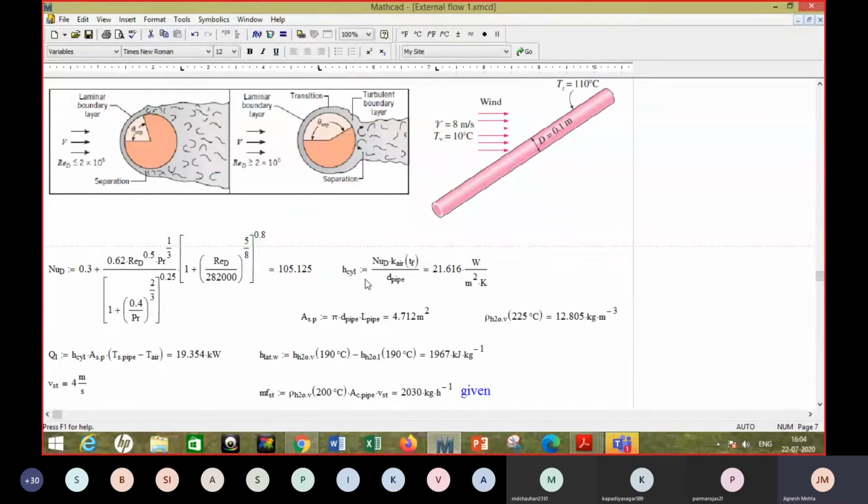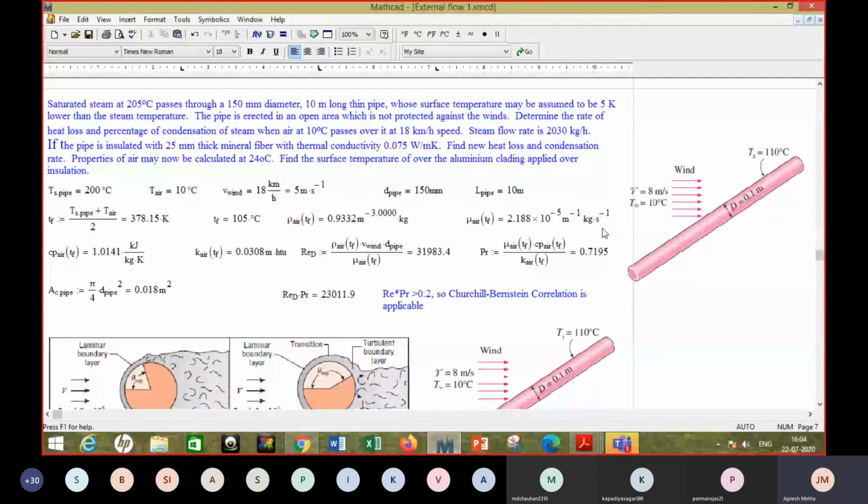So how much will be the heat transfer coefficient? The heat transfer coefficient is Nu K by D, right? So Nusselt number is 105.125 into K, the thermal conductivity of air, which you have already listed down, divided by the diameter of the pipe, which is 0.15 meter. Okay. With that, you get the heat transfer coefficient, right?